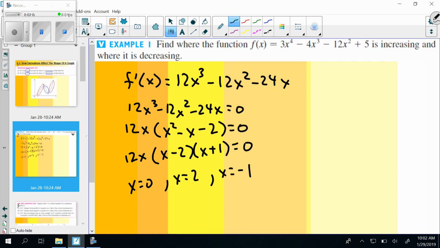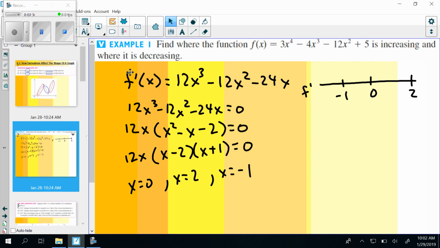numbers. So now the next thing we want to do to figure out where it's increasing, decreasing is, like we've done in the past, look at those spots, so negative 1, 0, and 2, and see what's happening on the intervals in between those. So what we can do is test those out with our factors here. So let's pick a number bigger than 2 to start with. So if we were to put, say, the number 3 in for these x's right here, what's going to happen?